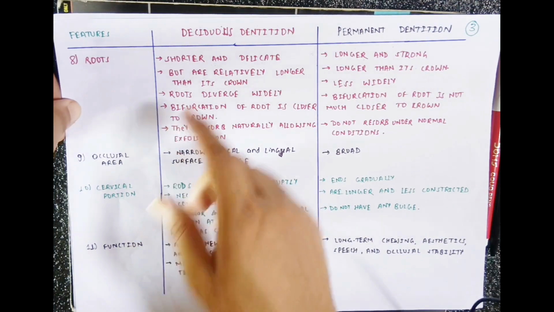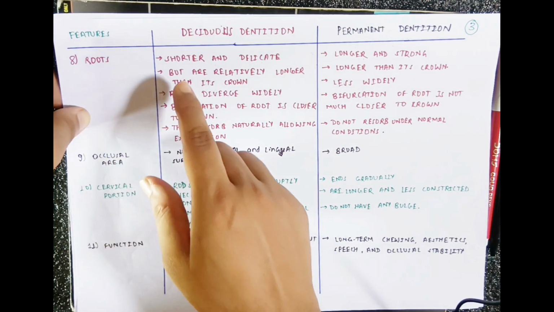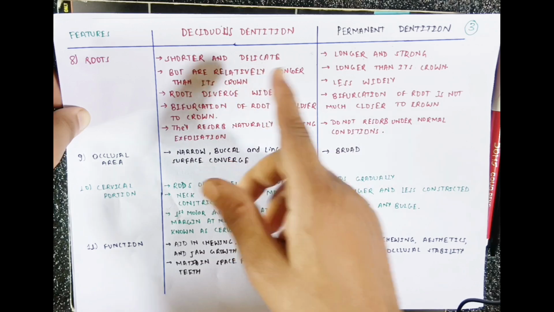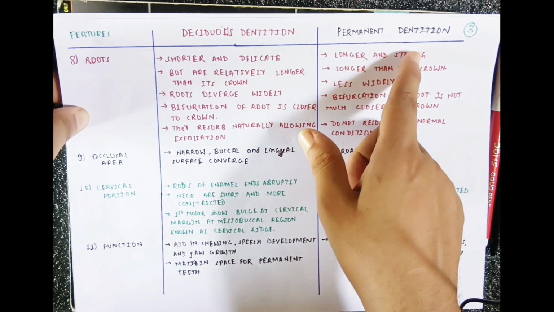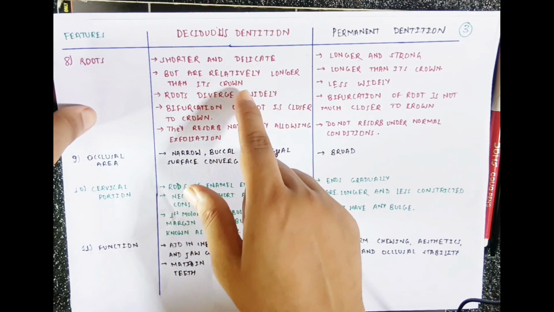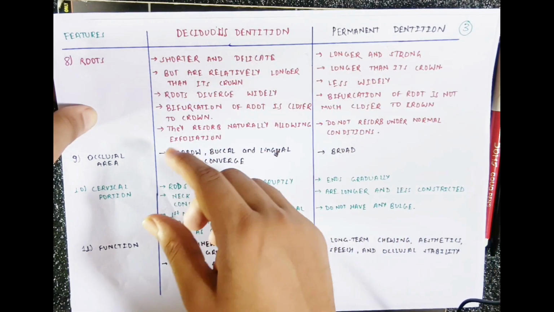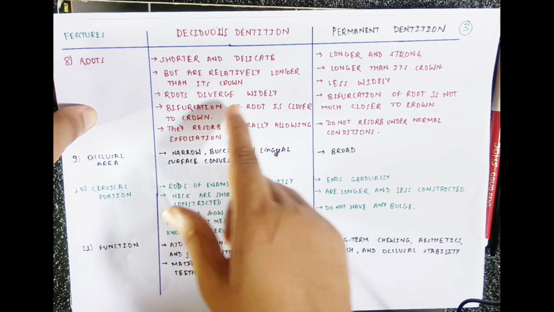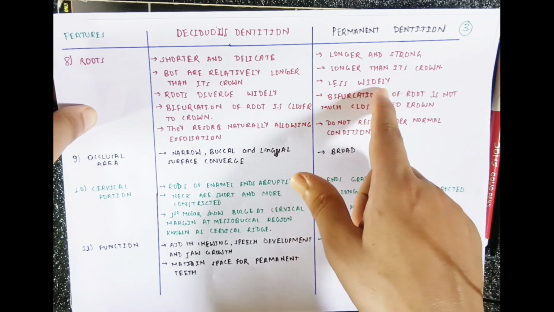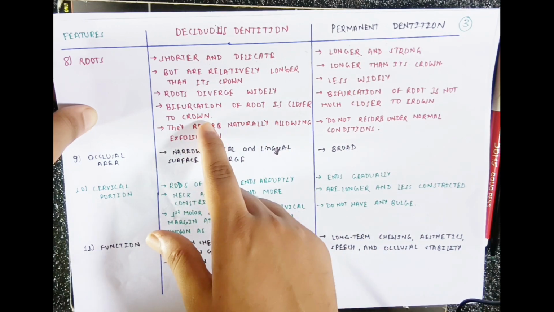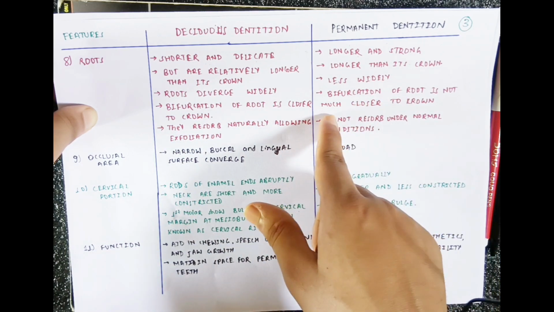After that, we will discuss the root. In the root we can see they are shorter and more delicate in deciduous dentition, and longer and stronger in permanent dentition, but they are relatively longer than the crown. Here they are longer than the crown. They are quite similar in both. In deciduous dentition the roots diverge widely, and here the roots diverge less widely. The bifurcation of the root is closer to the crown here, and not much closer to the crown there.